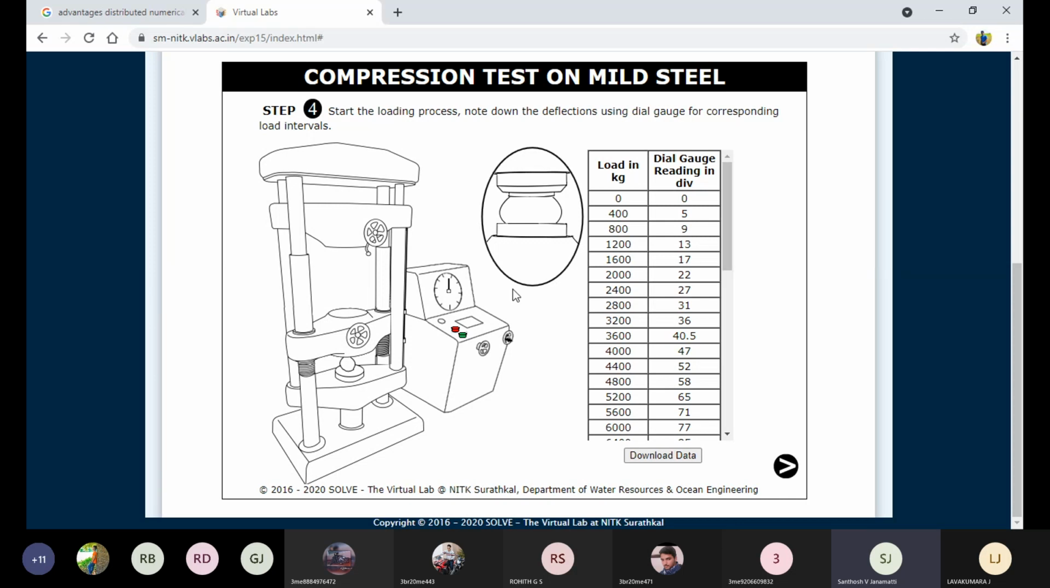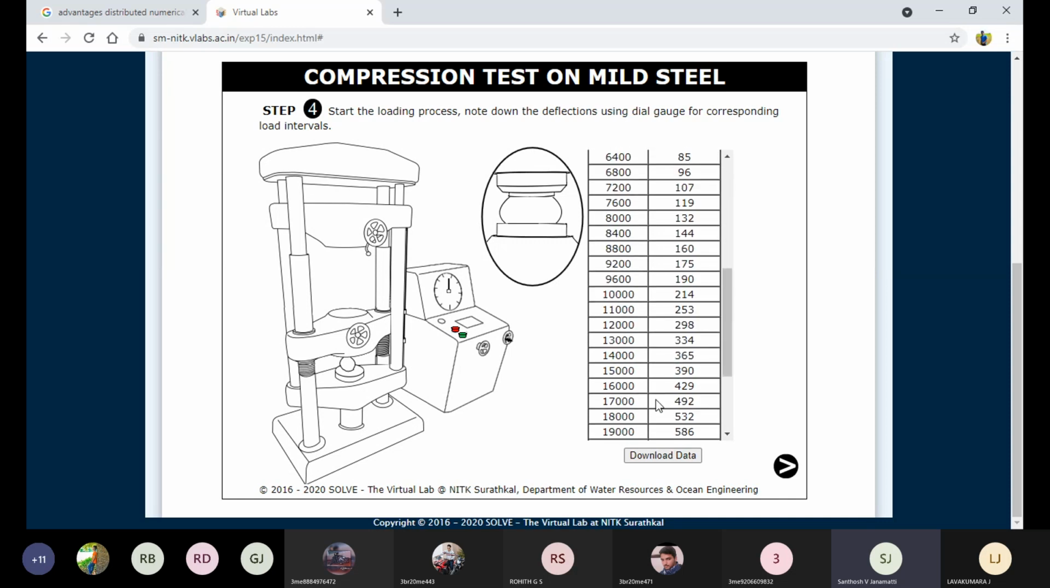Keep on applying the loads, and we can see how the loads are generated with respect to their deformations. Once the ultimate deformation takes place, we stop the button, as indicated by the red button. Then we get the ultimate load, or final load, which is 28,000 kg, and the deformation is 1429, right?